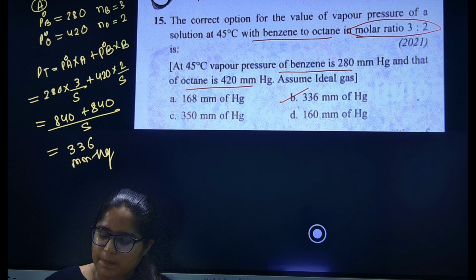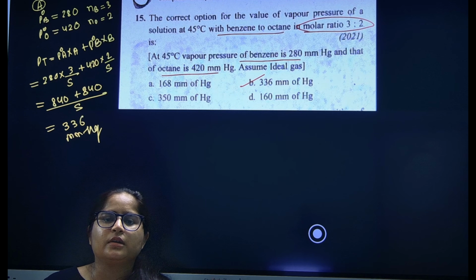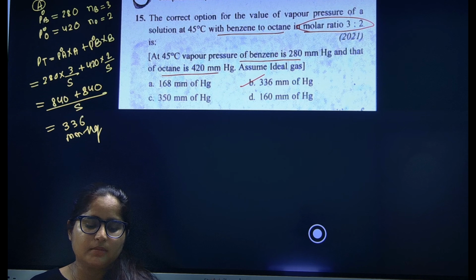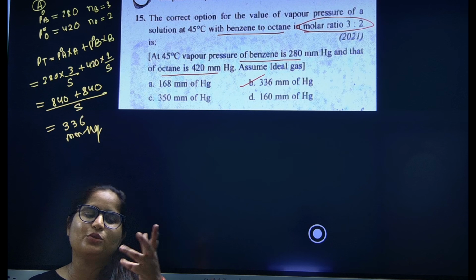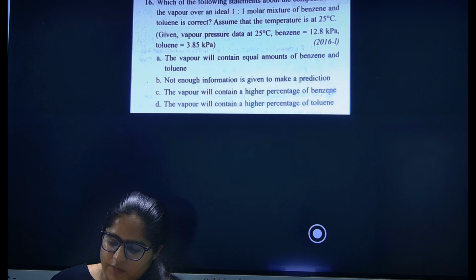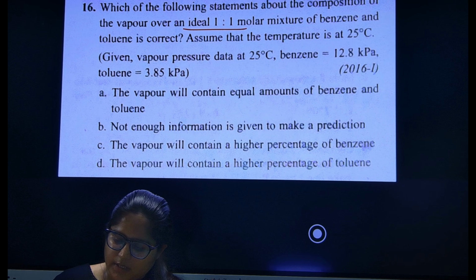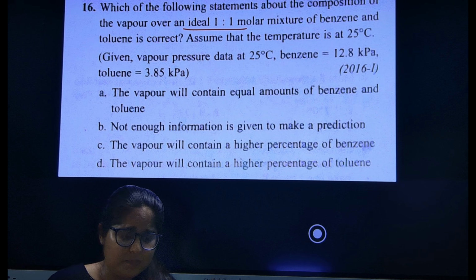Simple questions. These NEET questions are just to build conceptual clarity and some confidence in you. After that you go to JEE Mains questions. Now let us see the next. Which of the following statements about the composition of the vapor over an ideal 1:1 molar mixture of benzene? Again, molar mixture 1:1.